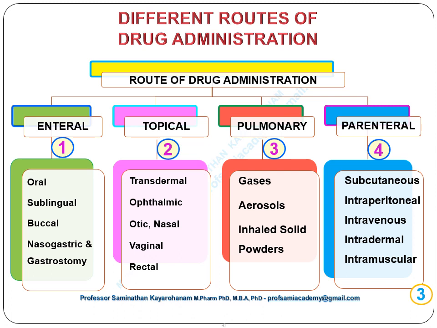Route of drug administration may be classified into 4 types. 1. Enteral route of drug administration, for example, oral, sublingual, buccal, nasogastric, gastrostomy and etc. 2. Topical route of drug administration, for example, transdermal, ophthalmic, otic, nasal, vaginal, rectal and etc. 3. Pulmonary route of drug administration, for example, gases, aerosols, inhaled solid, powders and etc. 4. Parenteral route of drug administration, for example, subcutaneous, intraperitoneal, intravenous, intradermal, intramuscular and etc.